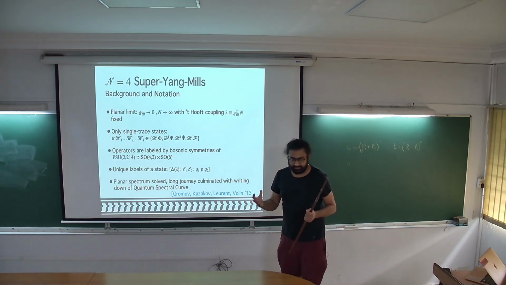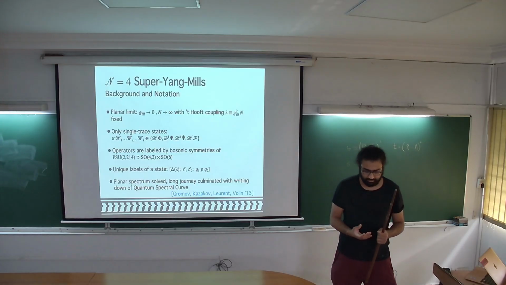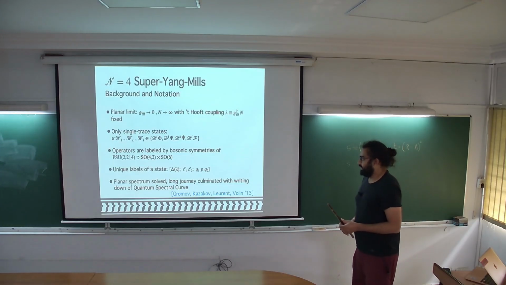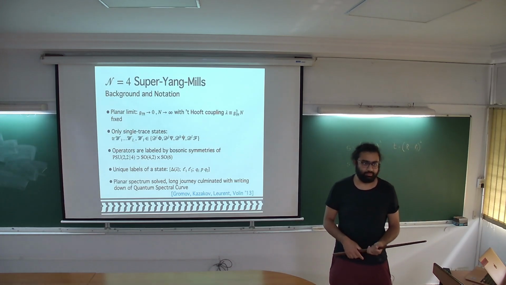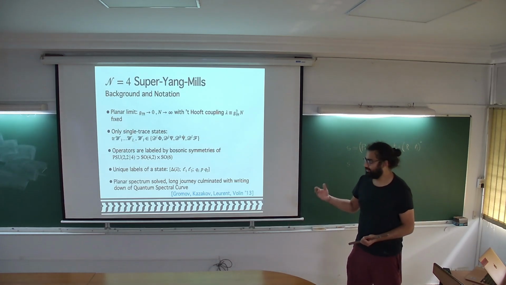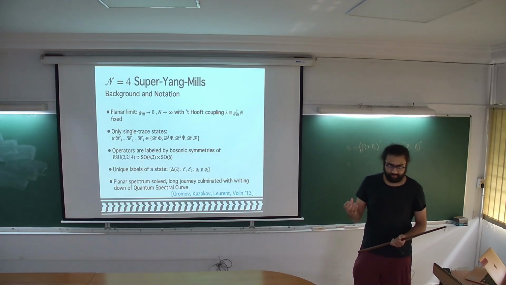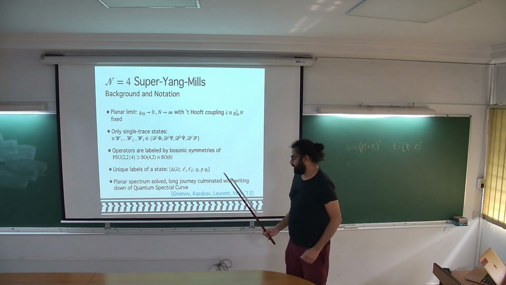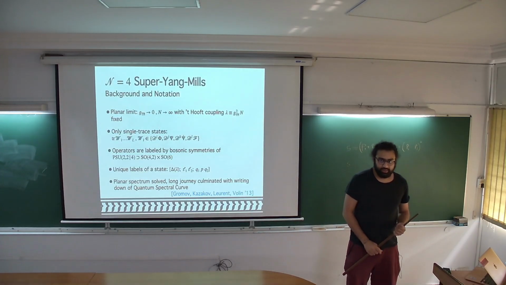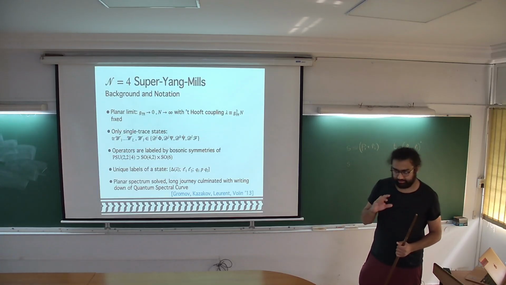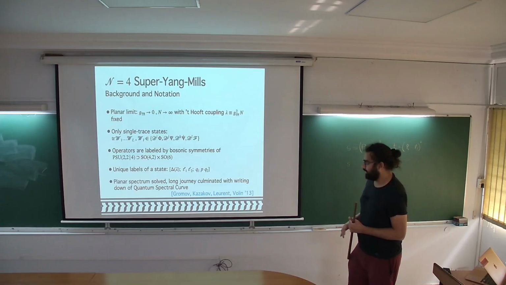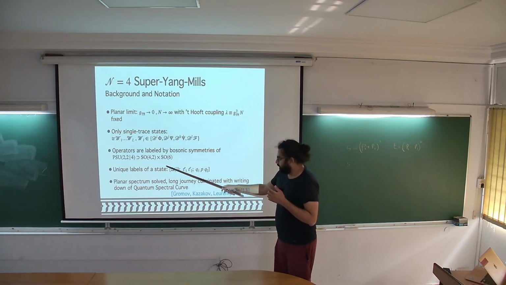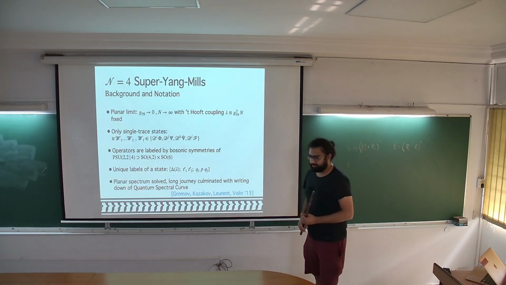However, you would like to have a nice way of labeling them. The states in this theory are of course labeled by their charges under the bosonic symmetries of N=4 super Yang-Mills, which is SO(4,2) times SO(6). SO(4,2) is the 4-dimensional conformal group, and SO(6) is the R symmetry group. You can think about it as some global symmetry group. It's a consequence of superconformal symmetry.